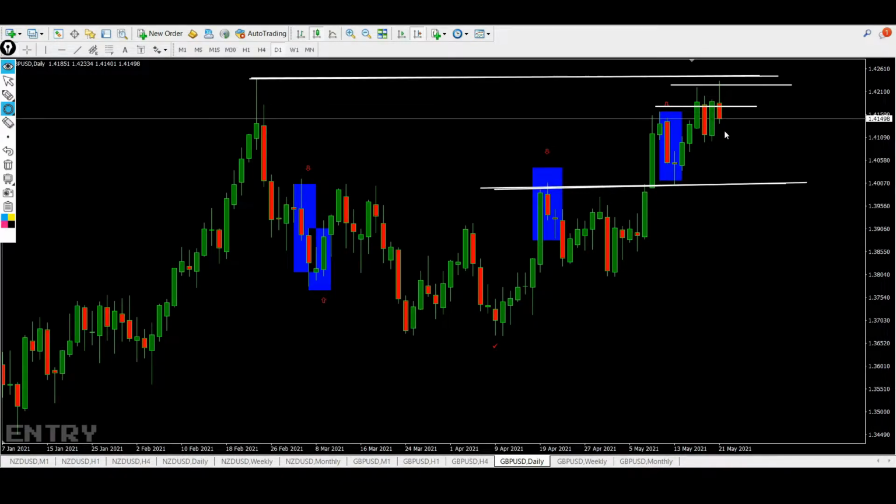However, at the close of Friday night's session, I took out 90% of both positions, roughly at this 1.4150 level. Now the reason why I took out 90% of my position is due to a fake double top that formed on the 4-hour and 1-hour charts.